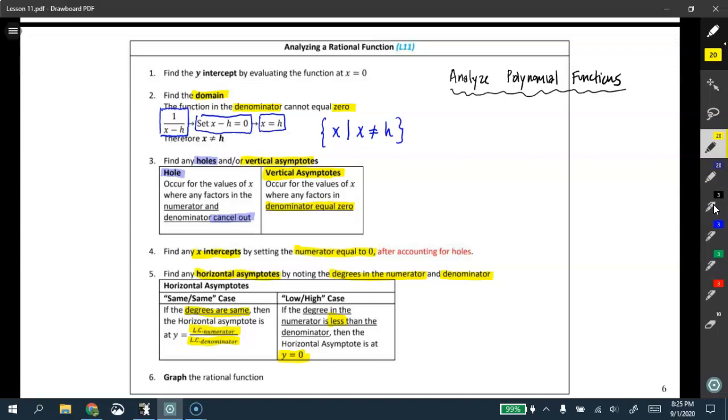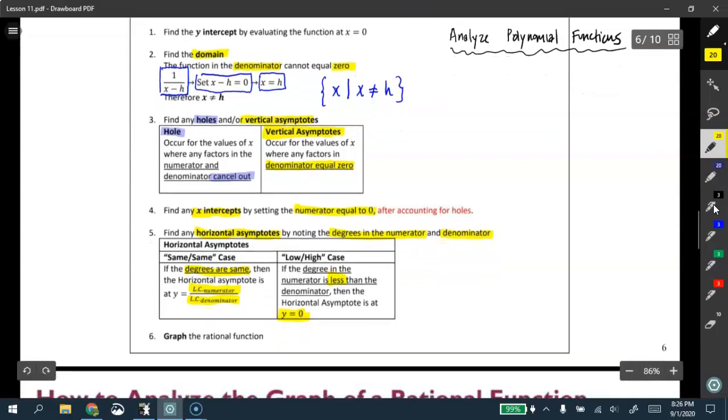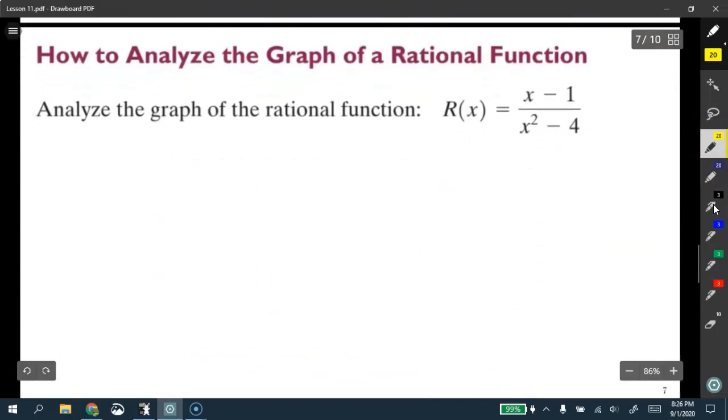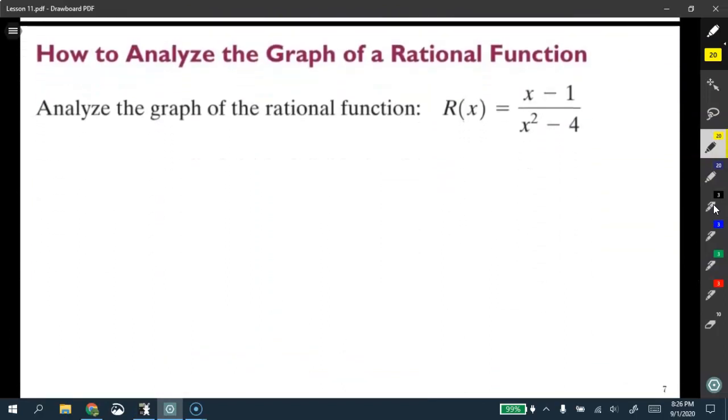Okay, notice how oblique asymptotes have been left out of this. I generally don't cover them in this course, and that's perfectly fine. We usually talk about them in the next course. And finally, step number 6 is to graph. Okay, so without detailing any more of this, we really need to just get some examples up here. So we're going to go ahead and start with this question, all right?